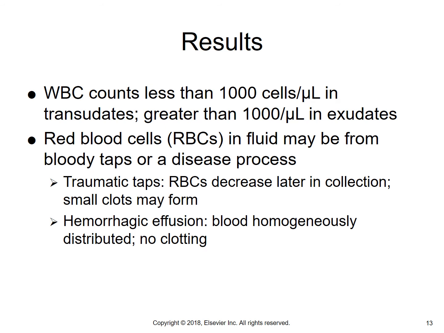As well as red blood cells in the fluid, you want to definitely differentiate between a bloody procedure from an actual disease process. So from a bloody procedure, red blood cells decrease the longer you get the collection, and there may not be any clots forming or only small forming clots. With the hemorrhagic effusion, you're going to see that there's blood evenly distributed between each of the specimens coming into the lab.